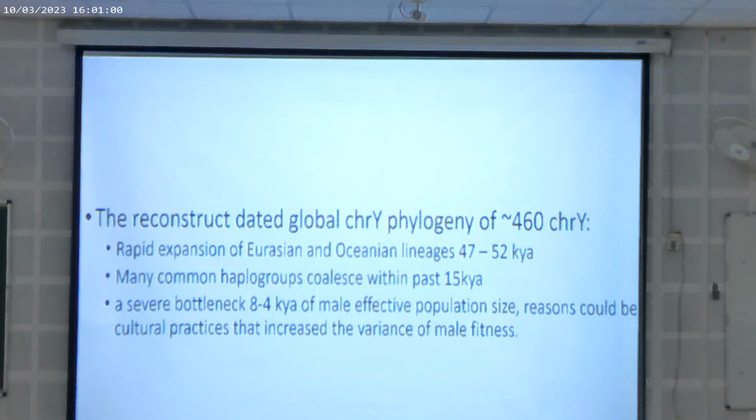We reconstructed and dated the global Y chromosome phylogeny, and we could show that there was a rapid expansion of Eurasian and Oceanian lineages around 47 to 52,000 years ago, and that many haplogroups which are common today all started their expansion about 15,000 years ago, and that there was a severe bottleneck 8 to 4,000 years ago of male effective population size.